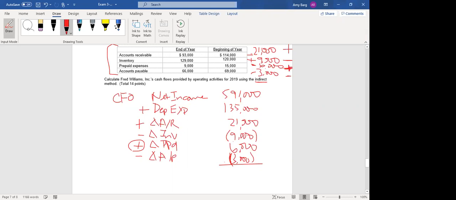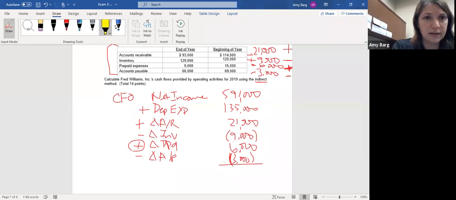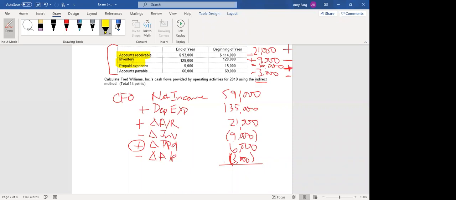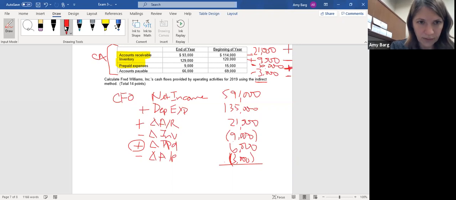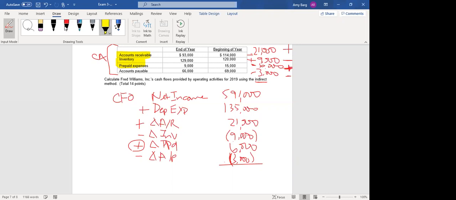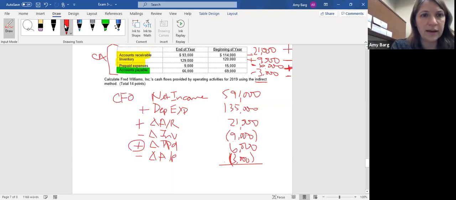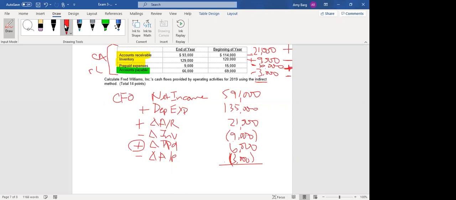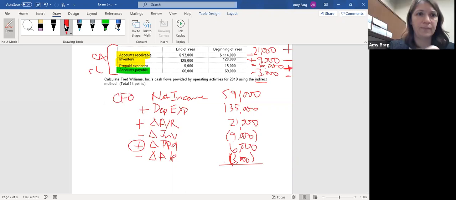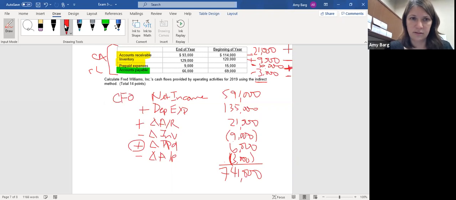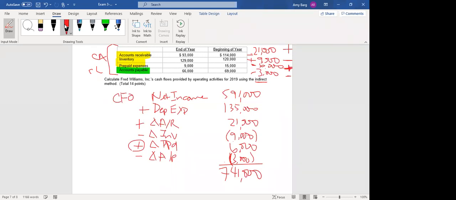Okay. So accounts, inventory, prepaid, those are current assets, so it's inverse. Yes. And for liabilities, they're direct then, right? Yes, current liabilities have a direct relationship. That makes sense. Thank you. You're welcome. All right, so if we do all this math here, we get to 741,000.